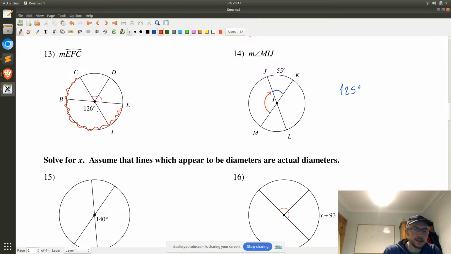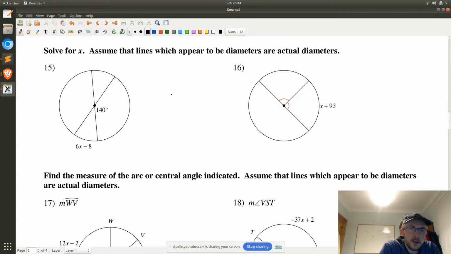So 180 take 126 is 54. And this is properly vertically opposite. And these two angles are congruent. So it does not trisect it. That's an error. So now 108 plus 126 is 234, and that's right. Okay, that's all fixed.